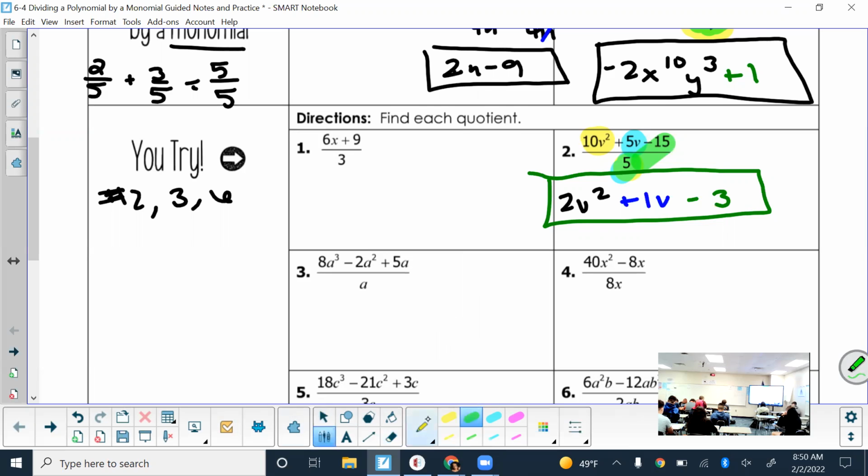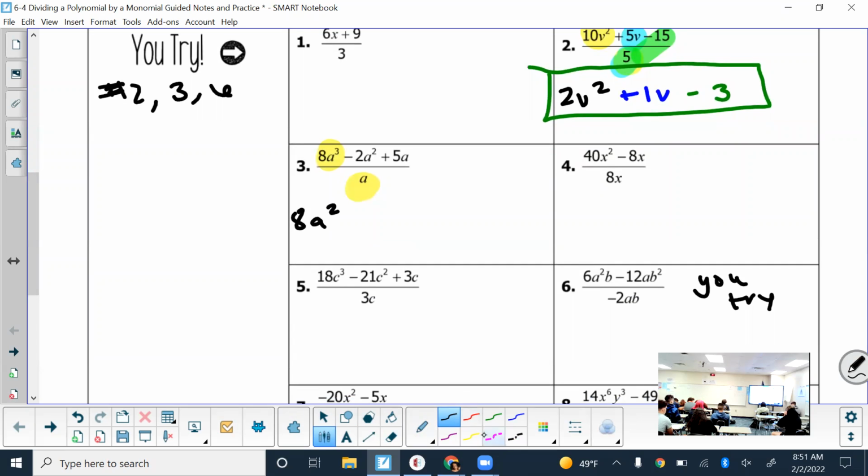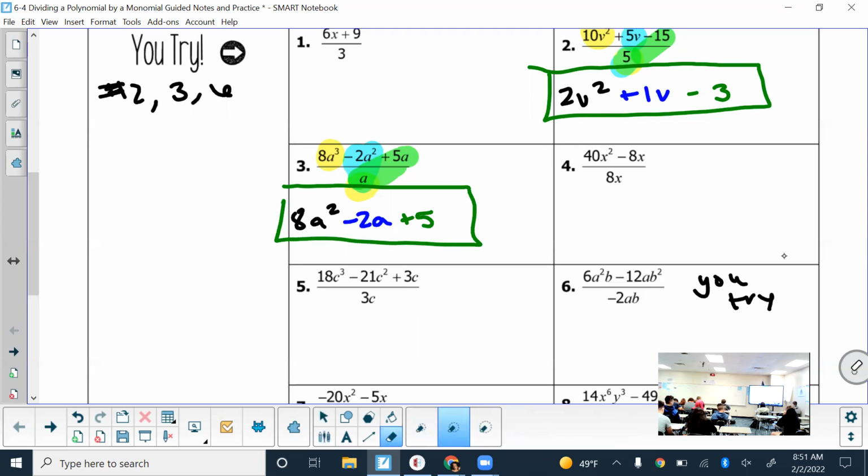All right, so then let's look at number 3. I have 8a cubed divided by a. So if there's no coefficient, what's the coefficient? 1. So 8 divided by 1 is 8. a cubed divided by a is a squared. Next term, I have -2a squared divided by a. What does that give me? Good. And then the last term to divide out, 5a over a gives me 5. Check the answer. Is it written in standard form? So then we are finished with number 3. Questions so far?